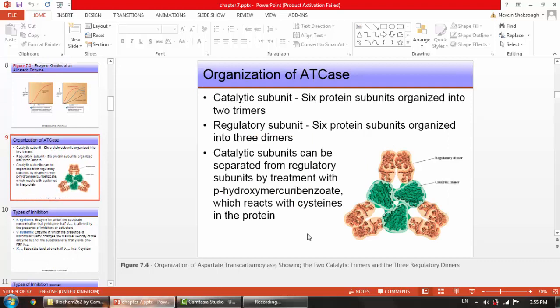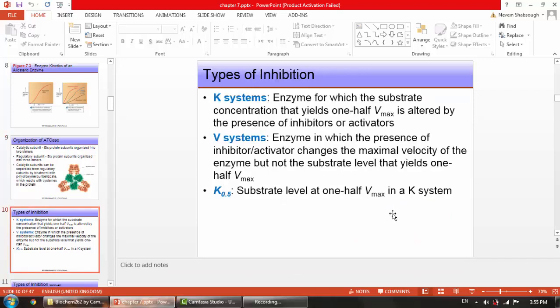Now let's look at the organization of ATCase. It consists of two types of subunits, catalytic subunits and regulatory subunits. For the catalytic, we have two trimers, as you can see, one above the other, and the regulatory are 3 dimers. The catalytic subunits can be separated by adding an organic compound called para-hydroxymercuribenzoate. Even if we do this separation, the enzyme still catalyzes the reaction, but it loses allosteric control.